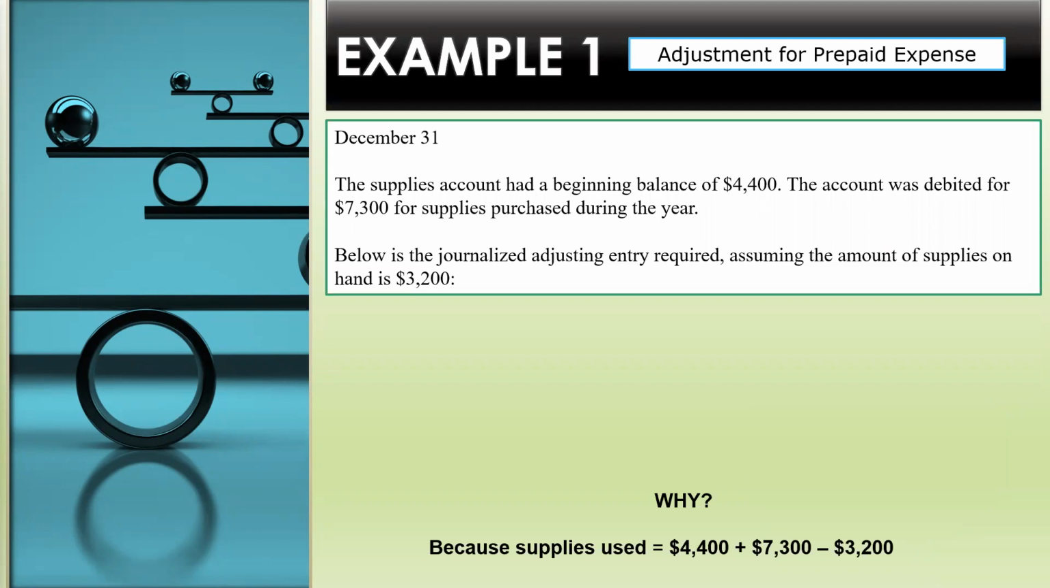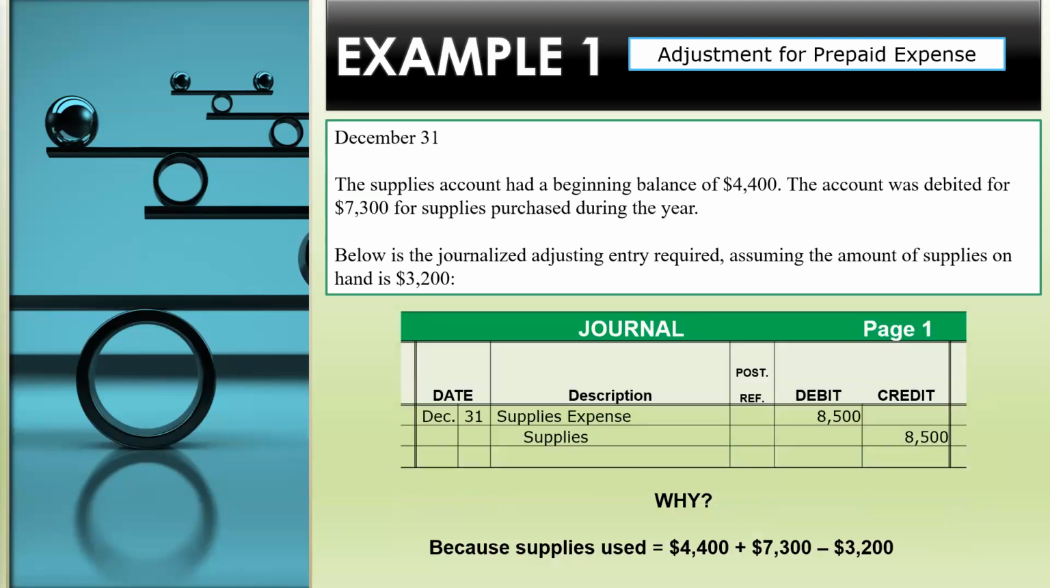Example 1. This is an example of an adjustment for prepaid expense. December 31st, the supplies account had a beginning balance of $4,400. The account was debited for $7,300 for supplies purchased during the year. Here you can see the journalized adjusting entry which is required, assuming the amount of supplies on hand is $3,200.